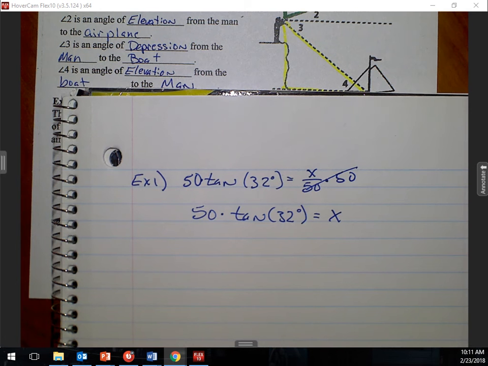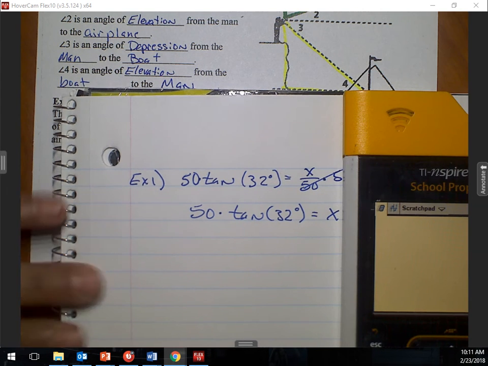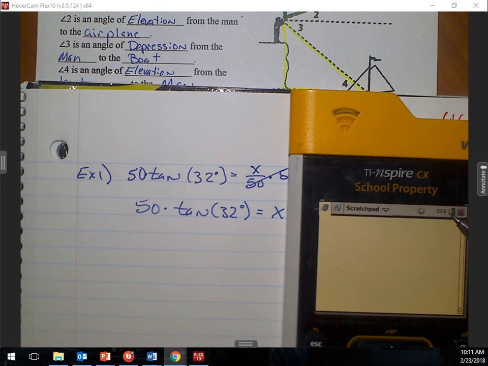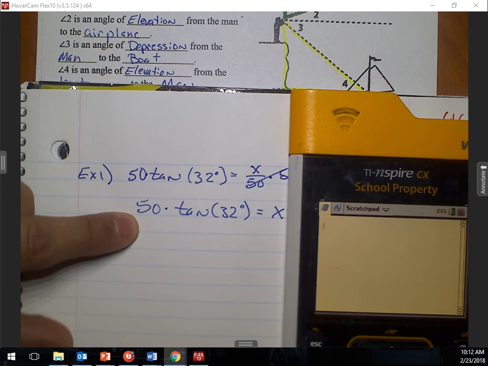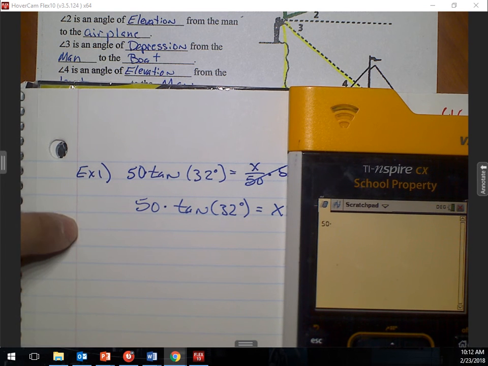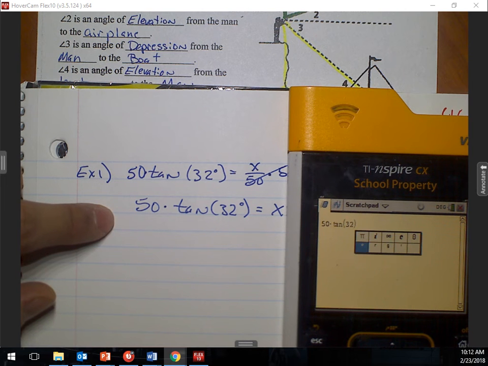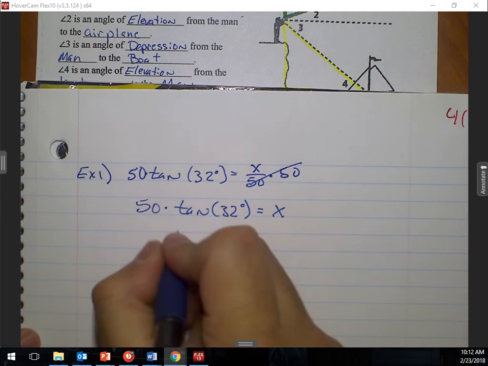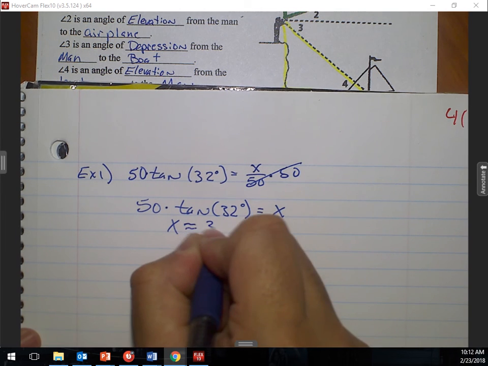Let's do that. You guys got to check your degrees in your calculator. Make sure it's in degree every single time. So I'm going to plug in my calculator: 50 times tangent 32 degrees. Hit enter. And I'm going to round this to a tenth right here. So it's going to be 31.2. Very good. So x is about 31.2.